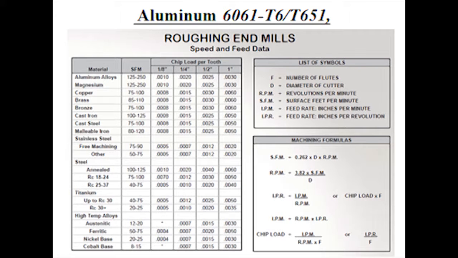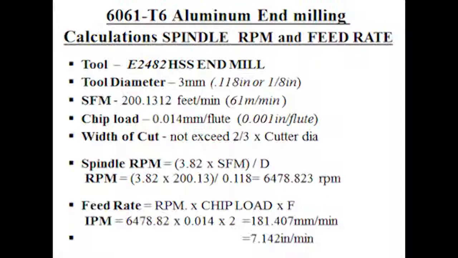Moving toward the aluminium milling 6061T6, here is the data given for the SFM and the chip load per tooth. On the right hand side, the formula for the speed and for the feed rate is given. Tool dia, SFM and chip load parameters are given here. With reference to the formula given in the last slide, I have calculated the spindle RPM and the feed rate, and also with reference to the G-Wizard software.